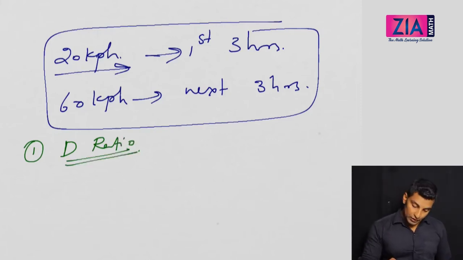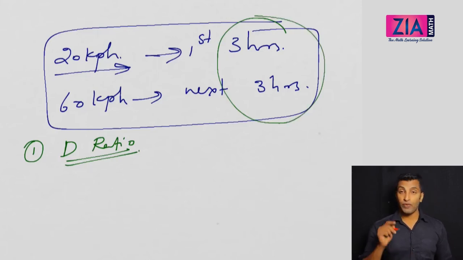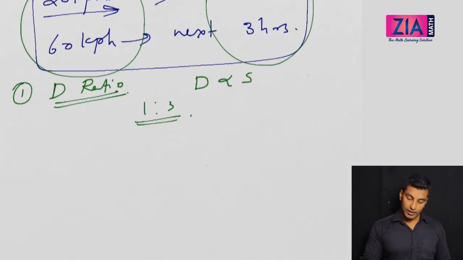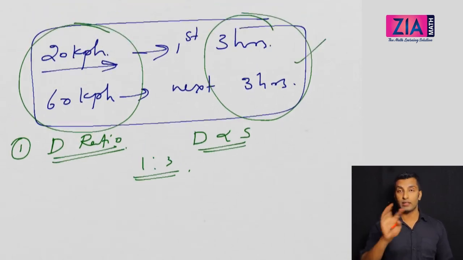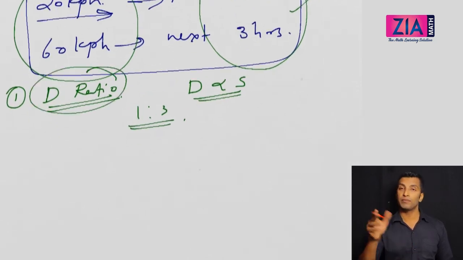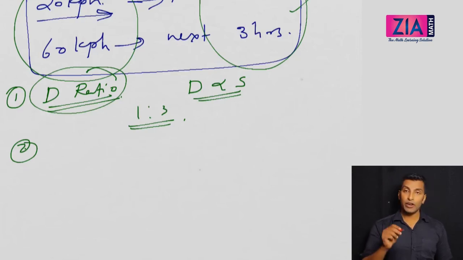So here what is constant? If you see here, time is constant. So when time is constant, we know distance is directly proportional to speed, and we know the ratio of the speed, 20 and 60, that means 1:3. So the distance ratio will also be 1:3. I hope this is clear. Why? Because distance is directly proportional to speed when time is constant, and you can see time is constant here, 3 hours and 3 hours. If you know the speed ratio, the distance ratio will be the same.